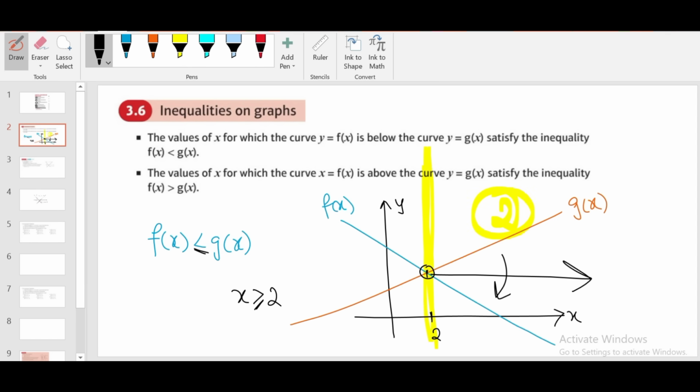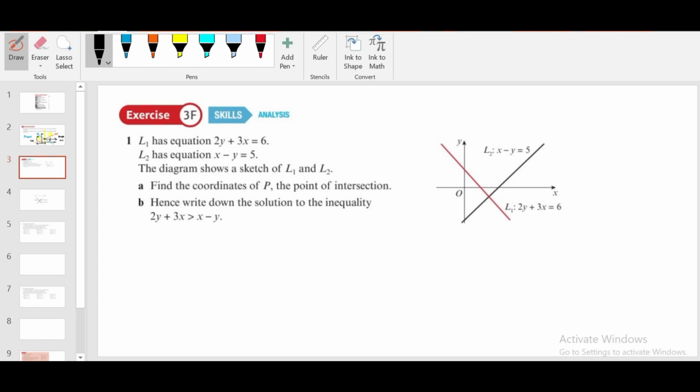Now if the same question says f of x is greater than g of x, the f of x should be above g of x. That's in region 1. The f of x is above g of x. So the corresponding x values are less than 2. X is less than 2. So that's how we apply inequalities on graphs. First you need to find the point of intersection. So I'm going to take a question from this exercise 3F now.